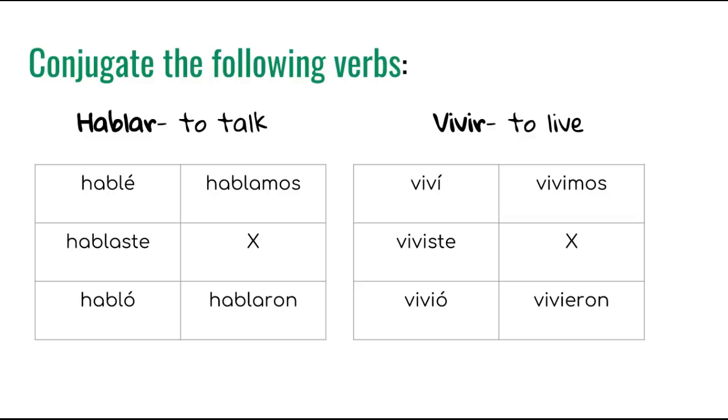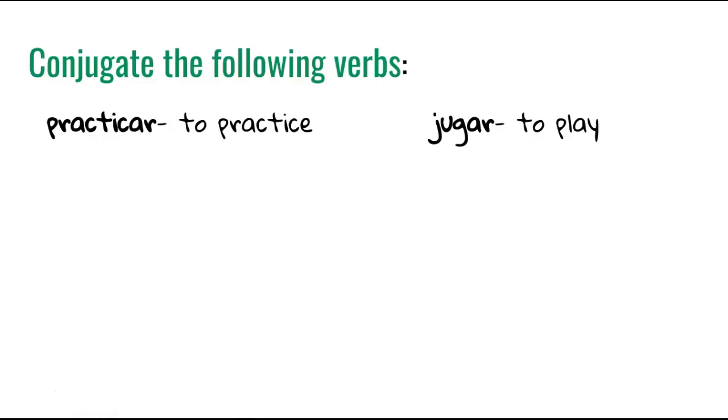Again, good job. Now you're going to go through and you're going to conjugate the next two verbs, which we have practicar and jugar. Practicar means to practice, and jugar means to play. Again, I'll give you about 30 seconds, so go ahead and take your time. If you need more time, just pause the video so you can go through and conjugate them. I'll talk to you in about 30 seconds. Ready, set, go.